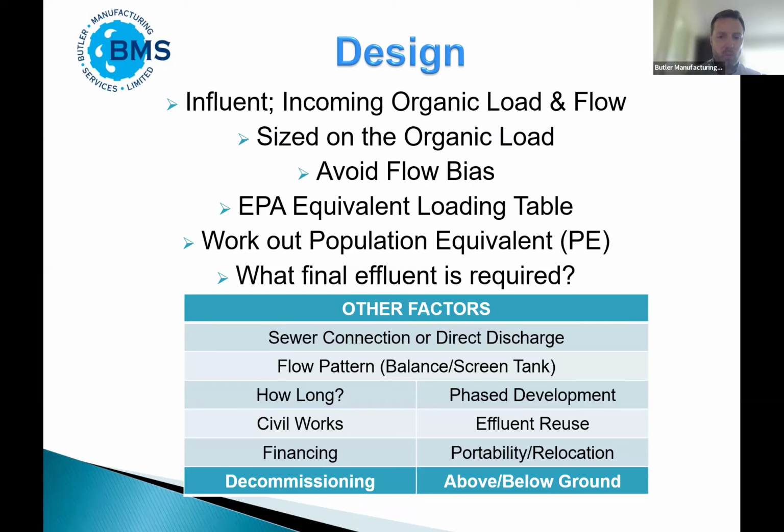The flow pattern is something very important to also consider. In locations, especially hotels or tourism locations, you can get a high concentration of flow over the space of a few hours, maybe the morning, the evening, or peak times. And typically, well, it's the same for any sewage treatment system, they like to be fed regularly rather than one big meal. So a balancer screen tank does two things. It will fill up during peak times and will pump forward slowly via timed pumps during non-peak times.